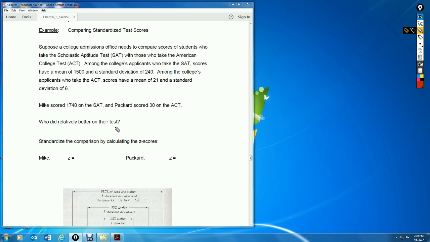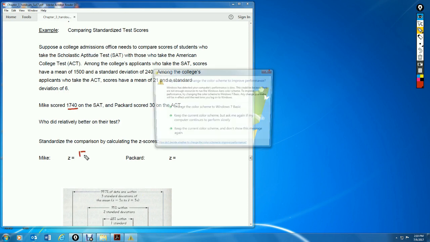So the only way to evaluate is to standardize the comparison by calculating the z-scores. All right, so for Mike, the z-score is going to be his data value, and his data value was 1740.